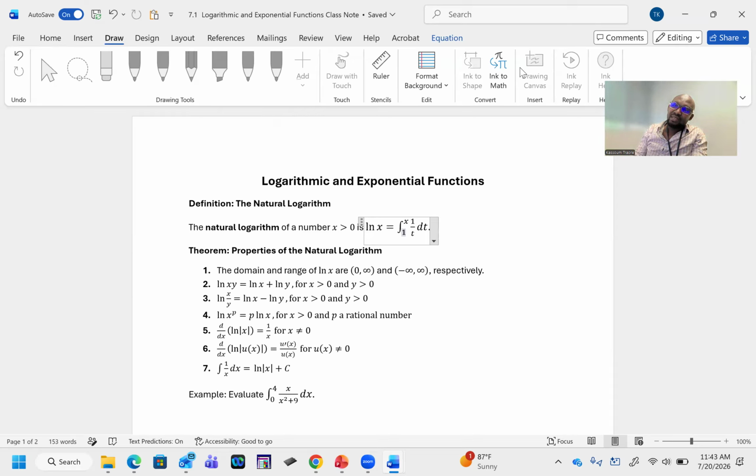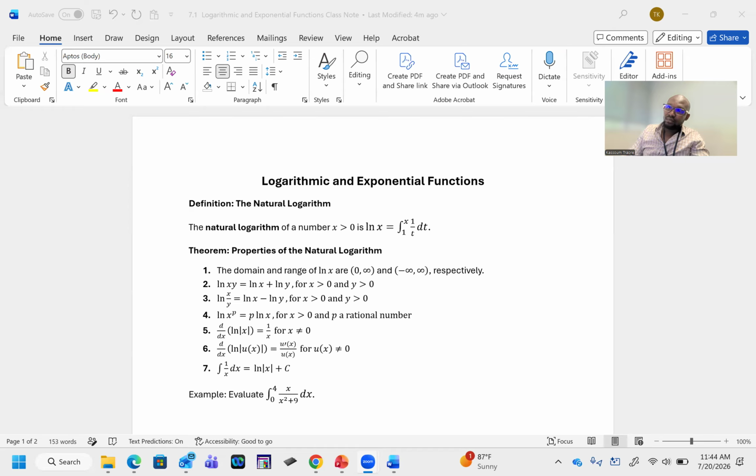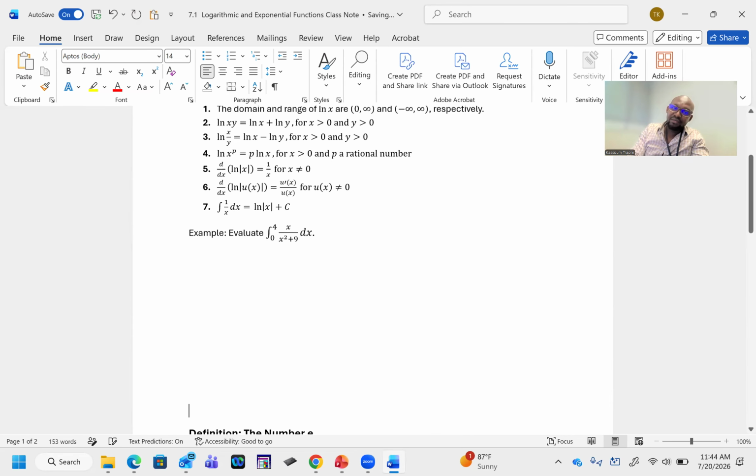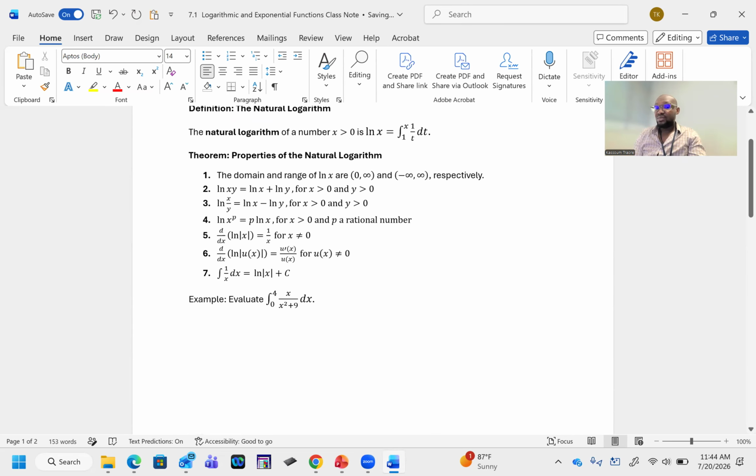So let's go and start. Ln is used a lot because, if you check, we do not have a quotient rule when we are talking about the antiderivative, right? So most of the time, you have to check. For example, here we are asked to evaluate the integral from 0 to 4 of x divided by x squared plus 9 dx. So you can see I cannot separate this one, right? So the best way is I'm going to use substitution so I can apply the ln rule, okay?